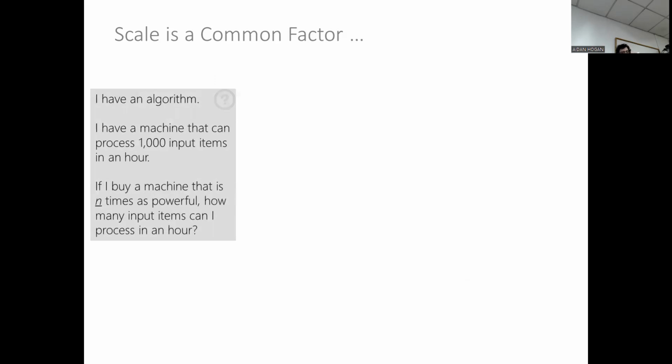So I have an algorithm. I have a machine. This could be the machine. This machine can process 1,000 users, 1,000 purchase requests, 1,000 emails classified as spam or not, whatever the thing is, right? So this can process 1,000 things an hour, requests. I buy a machine that is n times as powerful, 5 times as powerful as this machine. How many items can the new machine process?